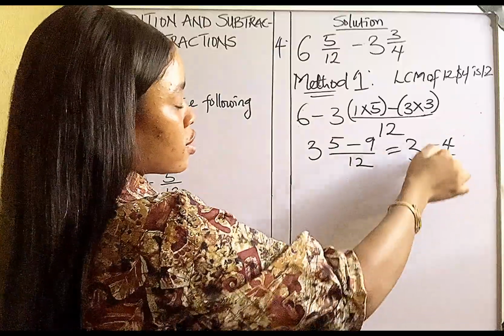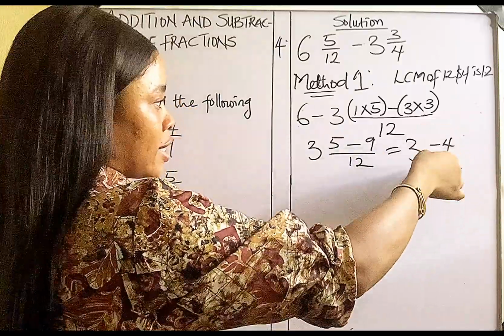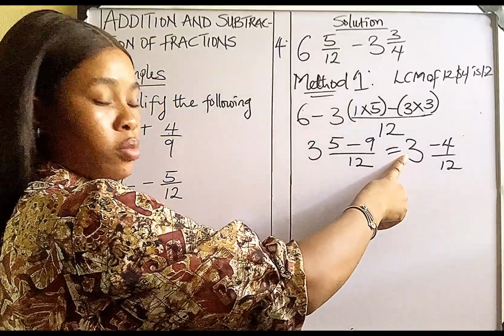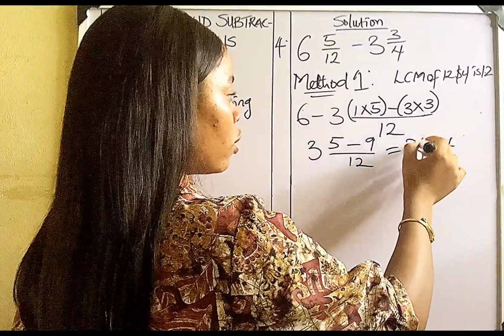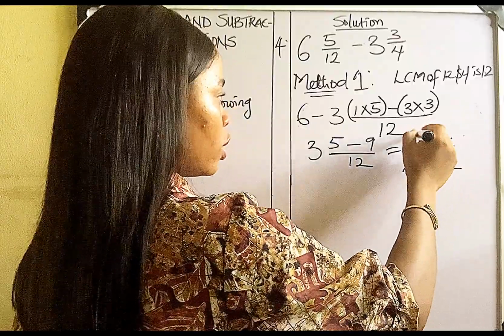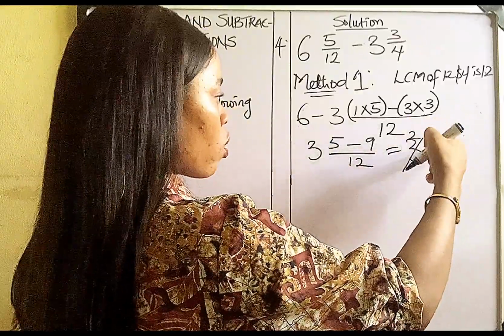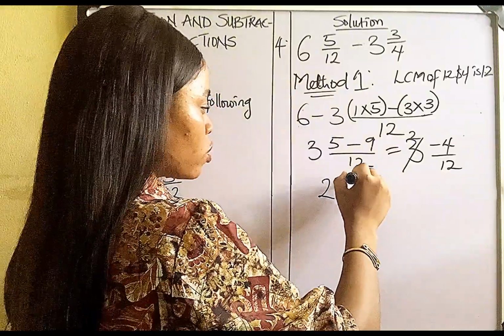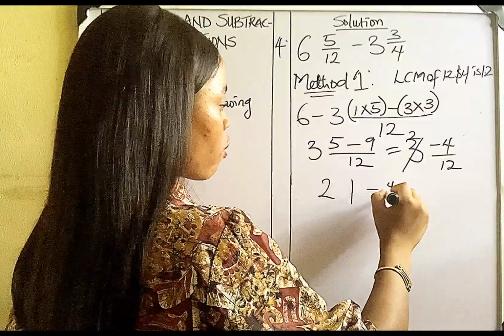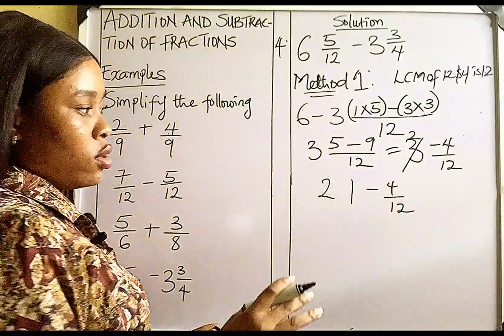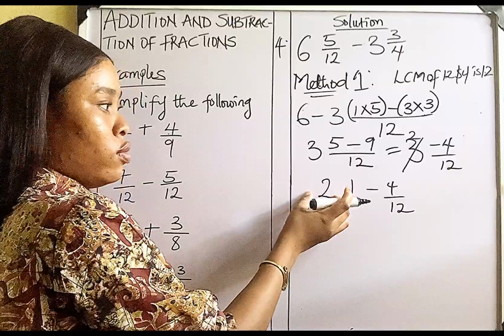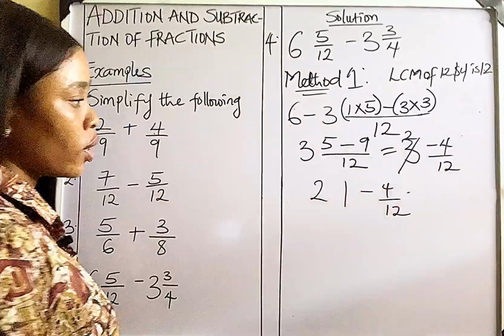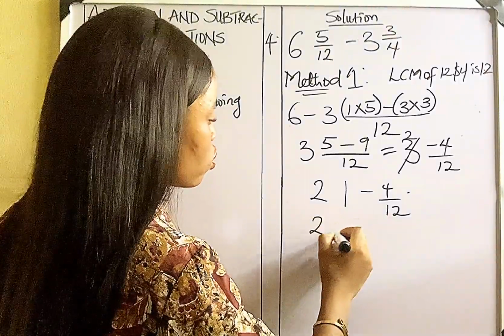Since this fraction is negative, we are going to borrow 1 from the whole number, from the whole part. So we'll borrow 1 from 3, and we'll be left with 2, and then that 1 comes here, so this becomes 2 whole number. Now that 1 becomes 1 minus 4 over 12. So this is the whole part, this is what is left, and this is the one that we borrowed from 3. So this gives us 2 whole number.